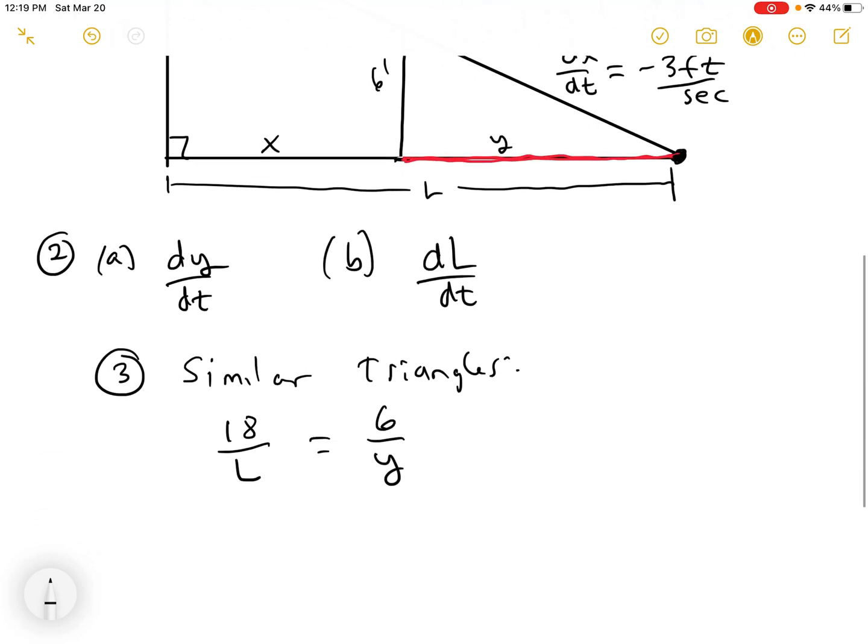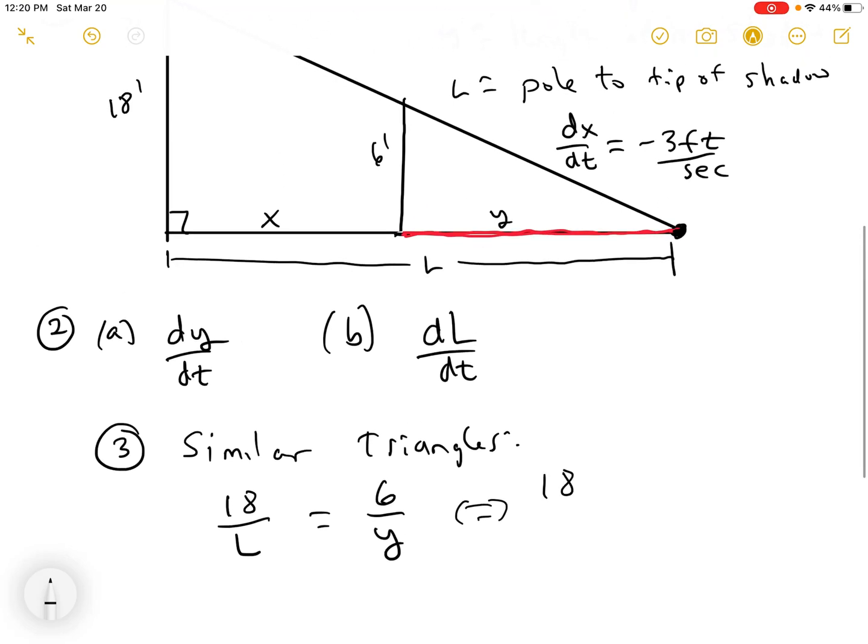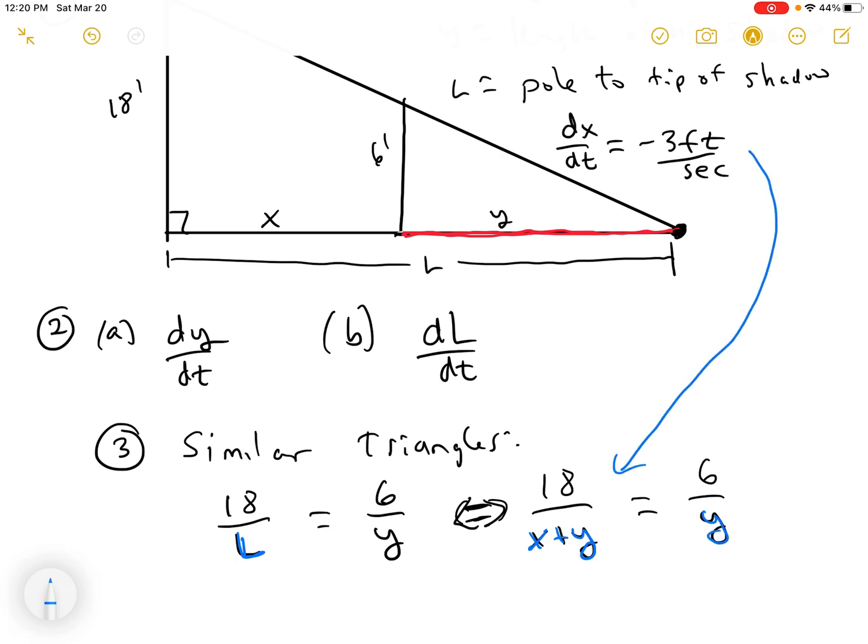So let's change this, because if you just take this and differentiate it, all you have is dl dt and dy dt, and those are the things you're trying to solve for, and you can't solve for them. So let's replace L with what? x plus y. That's an if and only if, right? So that's a key step there, depending on how you set this up. I set it up different every time, but this L turns out to be x plus y, and that allows us to bring this dx dt in after we differentiate.